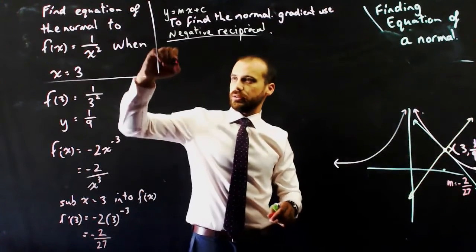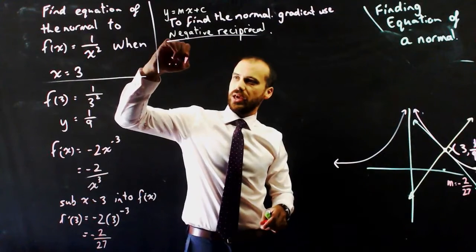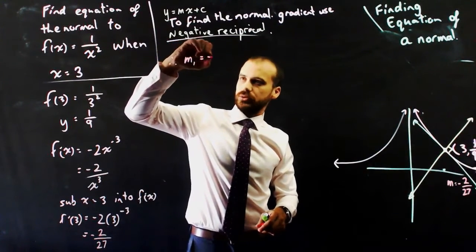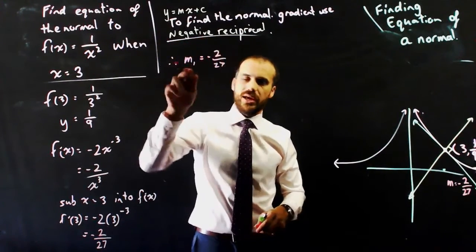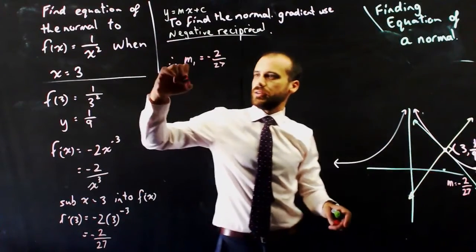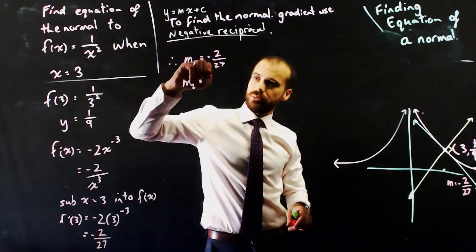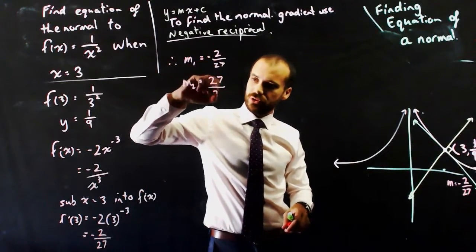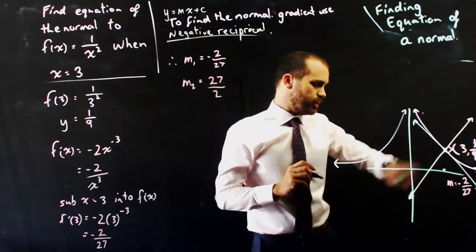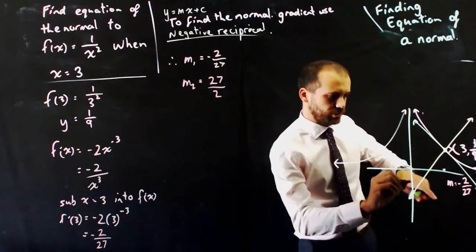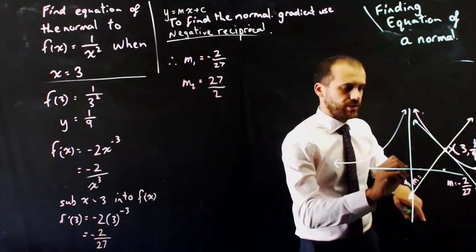So, therefore, if m1 equals negative 2 on 27, where m1 is this gradient here, then m2 will be equal to the negative reciprocal of that, which would be positive 27 on 2. So now I know that the gradient of my normal is 27 on 2.